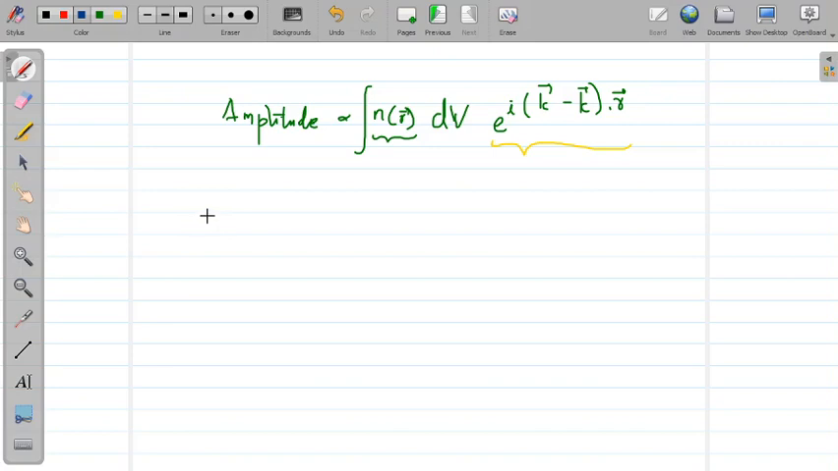So we define the term f, the scattering amplitude f, equal to the integral dV n of r bar into exponential e raised to i (k bar minus k bar dash) dot r bar.